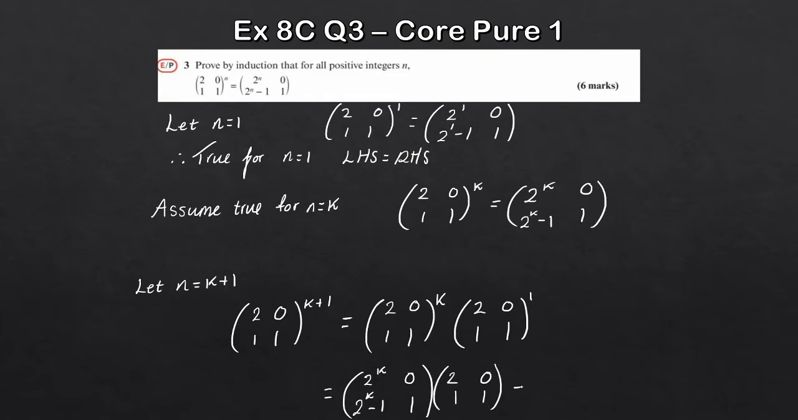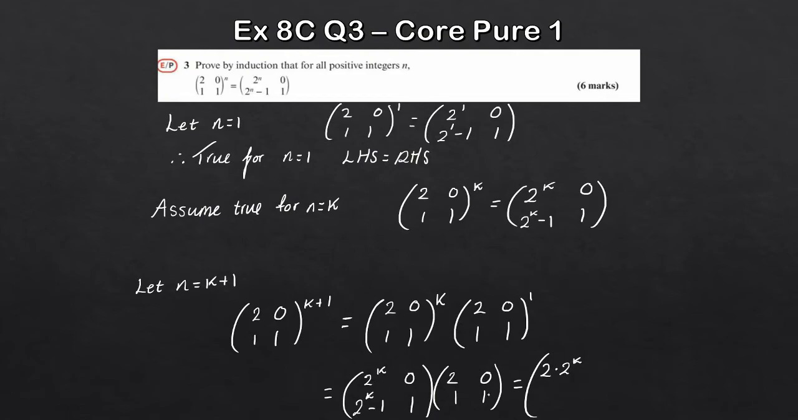And at this stage now, we just need to actually multiply out. So just make sure you're confident with multiplying matrices. It's only a 2 by 2 matrix, so it shouldn't be too complex. So if I expand this row here with this column, so 2 times 2 to the k, so 2 times 2 to the k. What I'll do is I'll write everything out in full and then we'll simplify it once more.